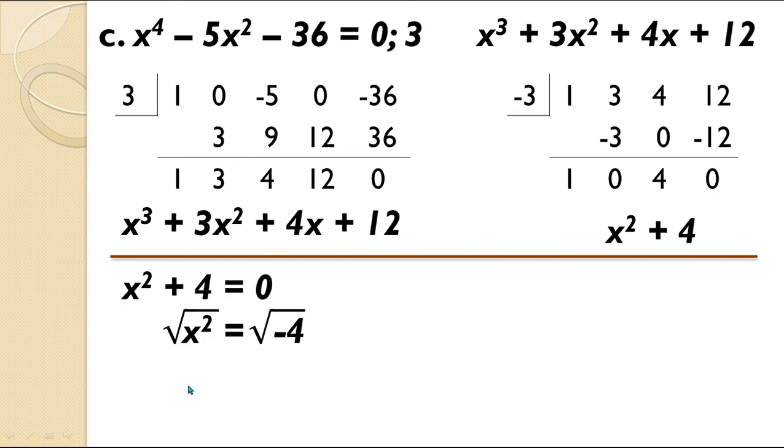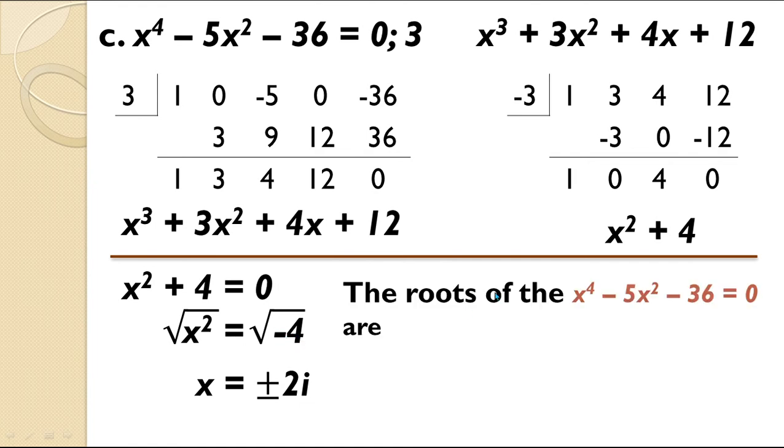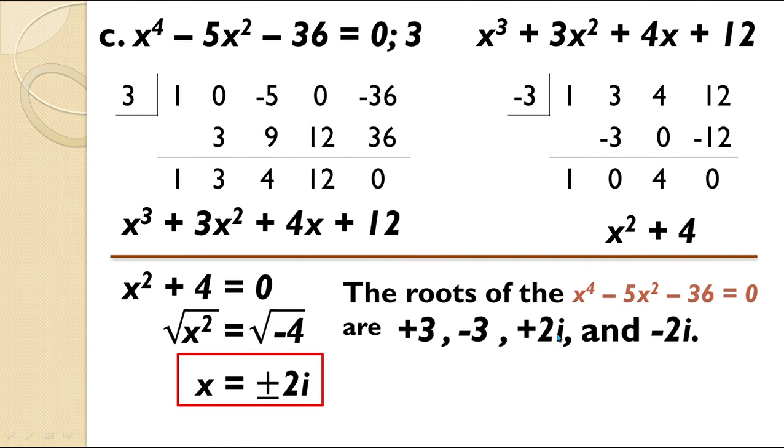Then, use extracting the square root. So, x is equal to positive negative 2i. So, bakit may i? Dahil yung ating radicand ay negative, ang sign is negative. The roots of the given equation are, so yung una is 3, pangalawa is negative 3, pangatlo at pang-apat is positive 2i, and negative 2i.